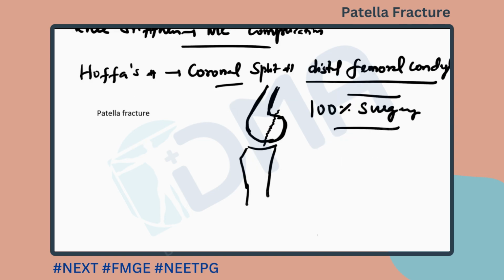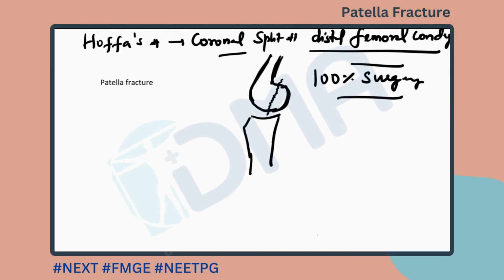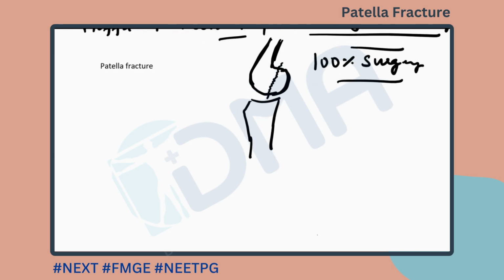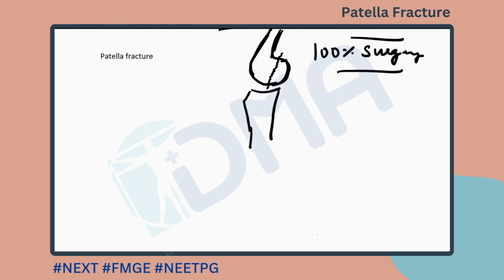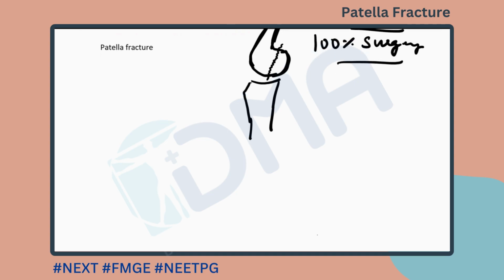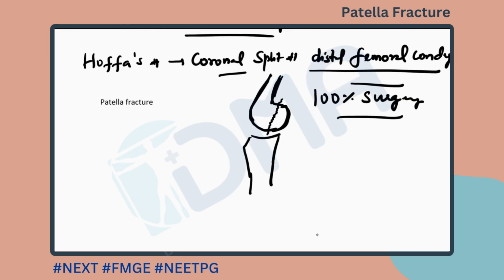Now coming to the next topic of lower limb fractures, that is patella fracture. See, patella fractures are one of the fractures which you commonly see in day-to-day practice. Before that, the small anatomy about that. We'll keep this diagram itself, and there is a bone here called as patella. Now, patella has got two attachments.